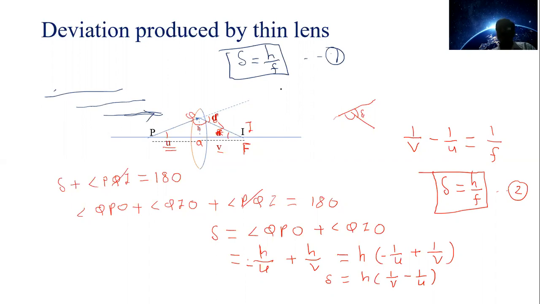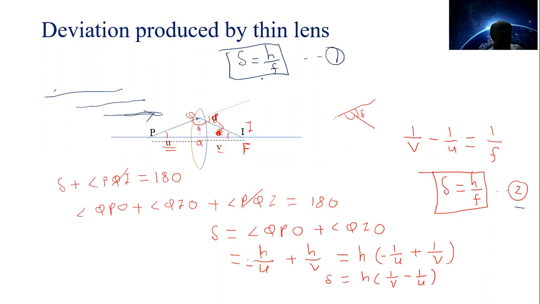Do you see any difference in those equations? Look here. Delta is equal to h upon f, equation number 1. Delta is equal to h upon f, equation number 2. Is there any difference? Very simple question. Do you see any difference between equations 1 and 2? Yes or no? No. Good. See what this means.